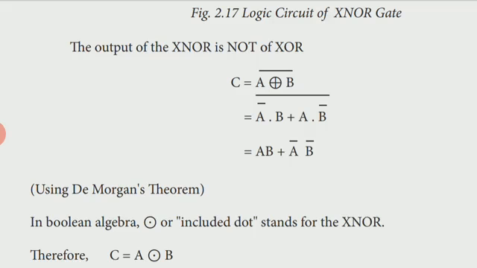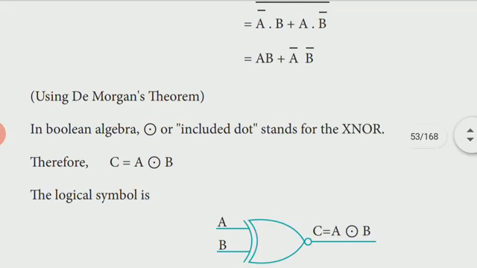And this is the output for XNOR, and we write it as C equals A encircled dot B.